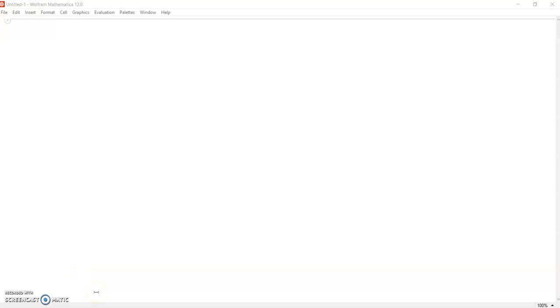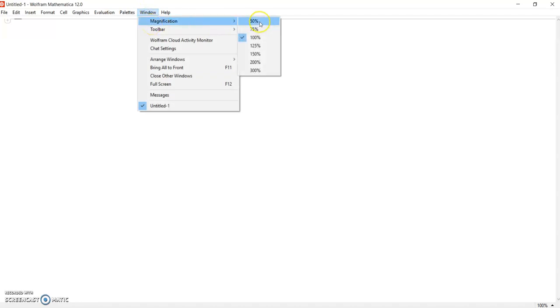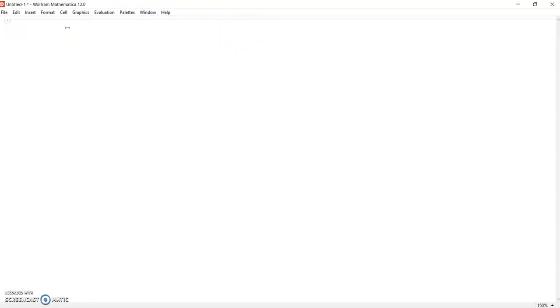Okay, so let's start some practice on Mathematica. The window which you are seeing is Mathematica's main window. When you open Mathematica, you see this window or view. The first thing you can do on this view is enlarge it a little bit, because the default magnification is too small for me, so I can normally put it at 150% from this window menu. In this way the text you type will be easy to see.